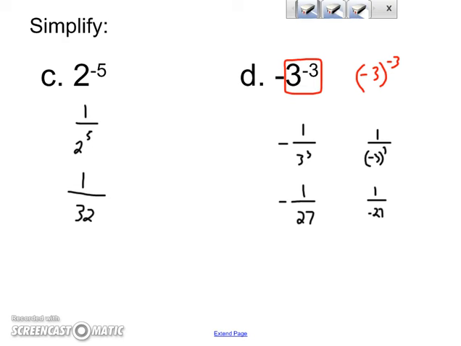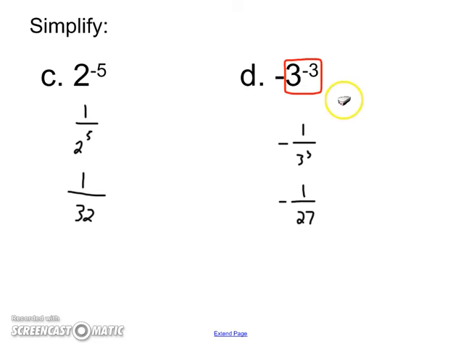Where it wouldn't be the same is if this were a 4. Then we would end up with 4 negative signs, and those two pairs of negatives would end up being a positive, and all of a sudden one value would be negative and one would be positive. So the placement is extremely important. Just be careful. I'm going to get rid of this now to apply the exponent to the proper items.